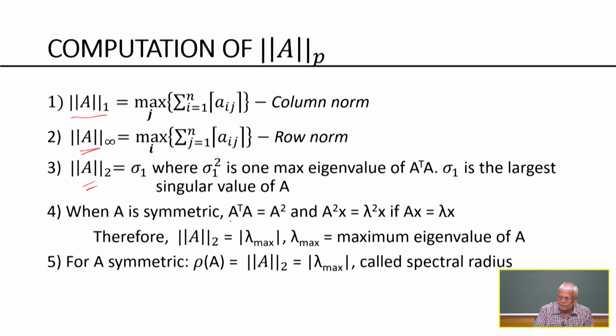When A is symmetric, A transpose A is A square, because A transpose is A. So A transpose x is equal to lambda x. We have already talked about that. Lambda square is the eigenvalue of A square. So the 2 norm of A is the maximum eigenvalue in the case where A is symmetric and positive definite. The absolute value of the maximum eigenvalue is called the spectral radius.